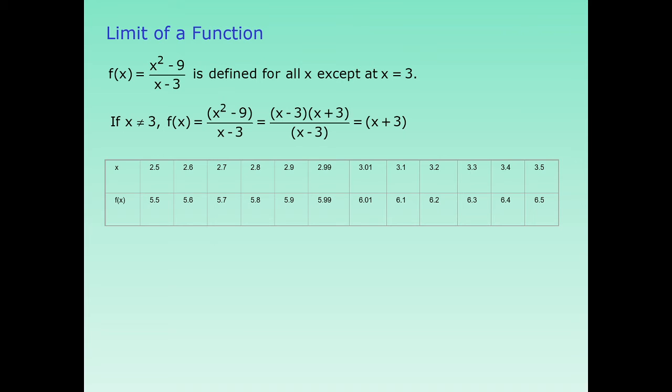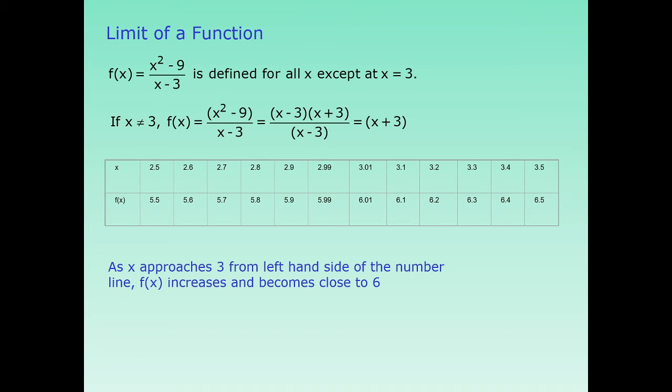side of 3, that is 2.5, 2.6, 2.7, 2.8, 2.9 and 2.99. You observe that the value is approaching 5.5, 5.6, 5.7, 5.8, 5.9 and 5.99. That is very close to 6. Similarly, if we take values slightly more than 3, that is 3.01, 3.1, the value is close to 6 in every circumstance. So it's close to 6 like this.